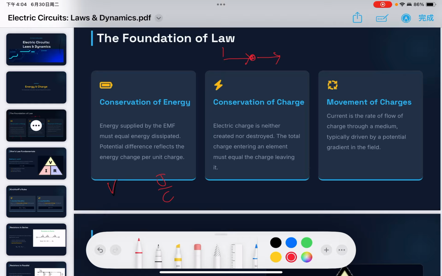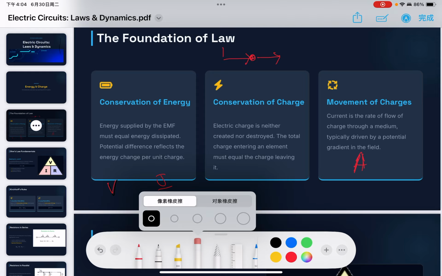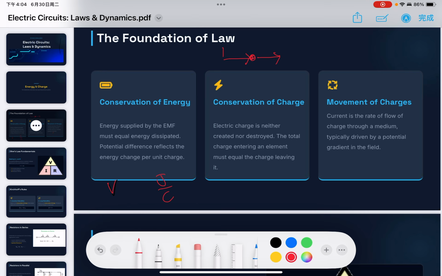Regarding the movement of charges, current is the rate of flow of charge through a medium, typically driven by a potential gradient in the field. It is measured in amperes, represented by an A, which is basically the rate of flow. It is also calculated in coulombs per second.